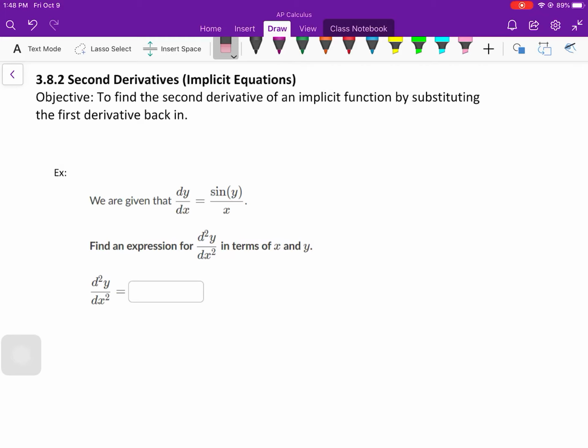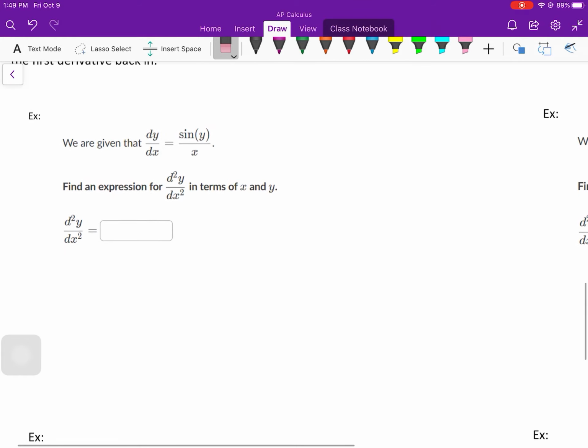Now we're dealing with second derivatives, but of implicit equations. Really similar to things we've done. There's just one little substitution step in the middle that makes it maybe a little bit different than normal. So to start this problem, what I see right now is a quotient rule going on.